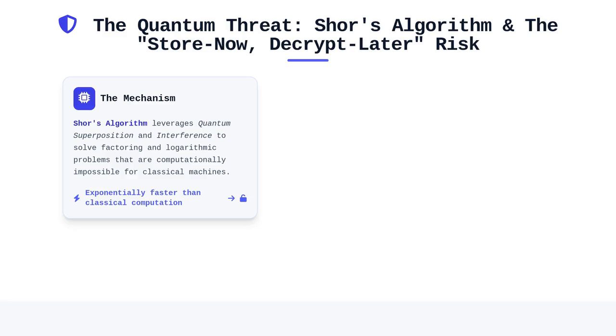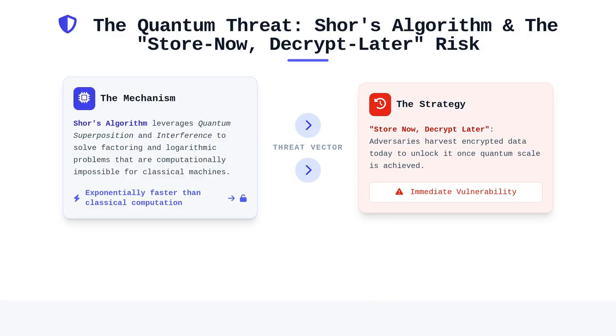Shor's algorithm functions by utilizing quantum superposition and interference to find the period of a function, which directly translates into solving those factoring and logarithmic problems that classical machines find intractable. While today's noisy, intermediate-scale quantum devices are not yet capable of executing this algorithm at a scale that breaks RSA 2048, the risk is not purely speculative. We operate in an environment defined by the store now, decrypt later paradigm, where threat actors harvest encrypted traffic today with the intention of exposing it once quantum capabilities mature.